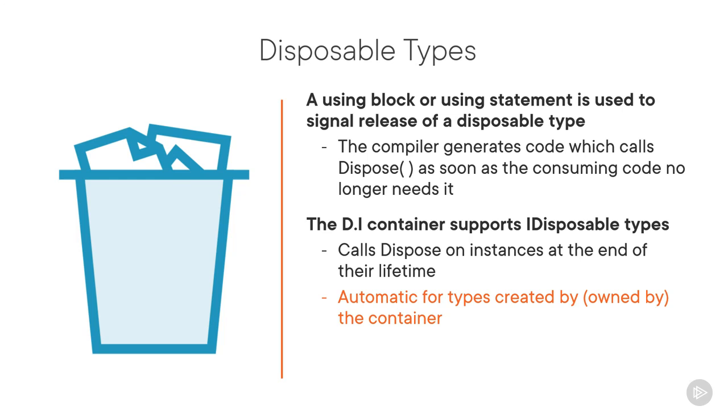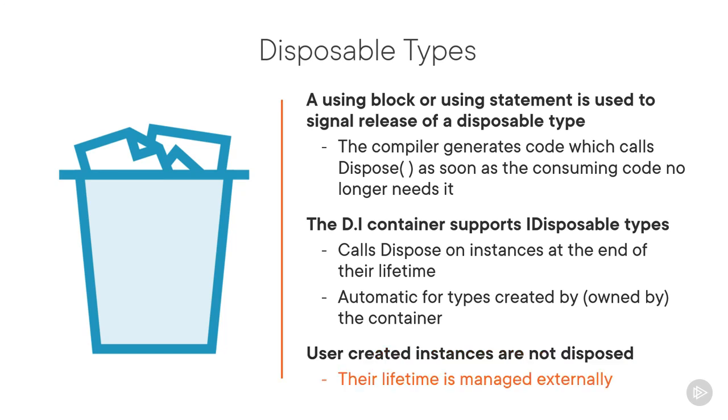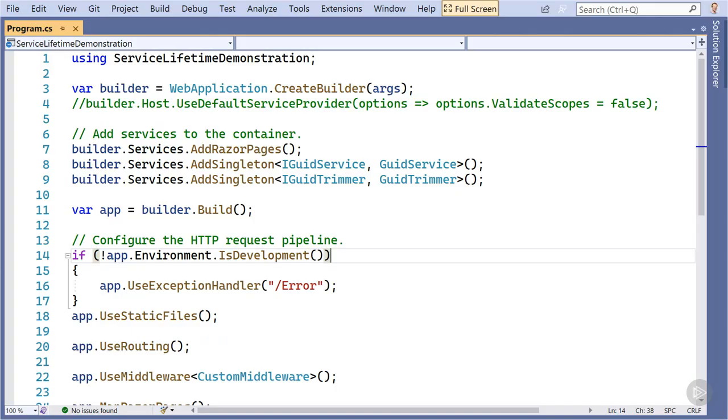itself. As we'll see later, it is possible to pass instantiated instances to the container during registration, rather than allowing the container to create instances of the type itself. In this situation, the container will not call Dispose on the type, because it doesn't own the creation and therefore the lifetime of the instance.